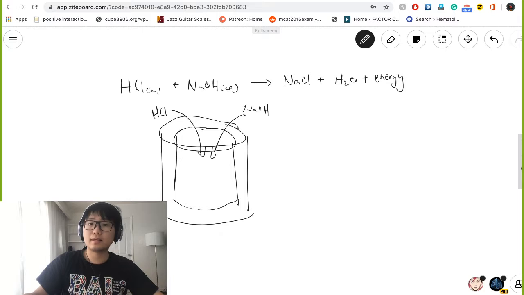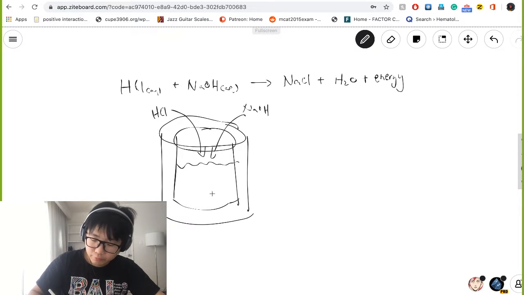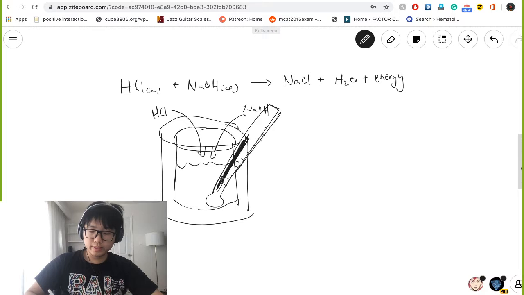So then we can assume that this is an isolated system. Of course, we're going to have water as well. If we were to stick a thermometer into it, okay, this is not a very good thermometer, maybe something like this. Not a very good artist, but it's okay. What we can do is measure the temperature change to infer whether energy has been released or has been absorbed by this reaction.